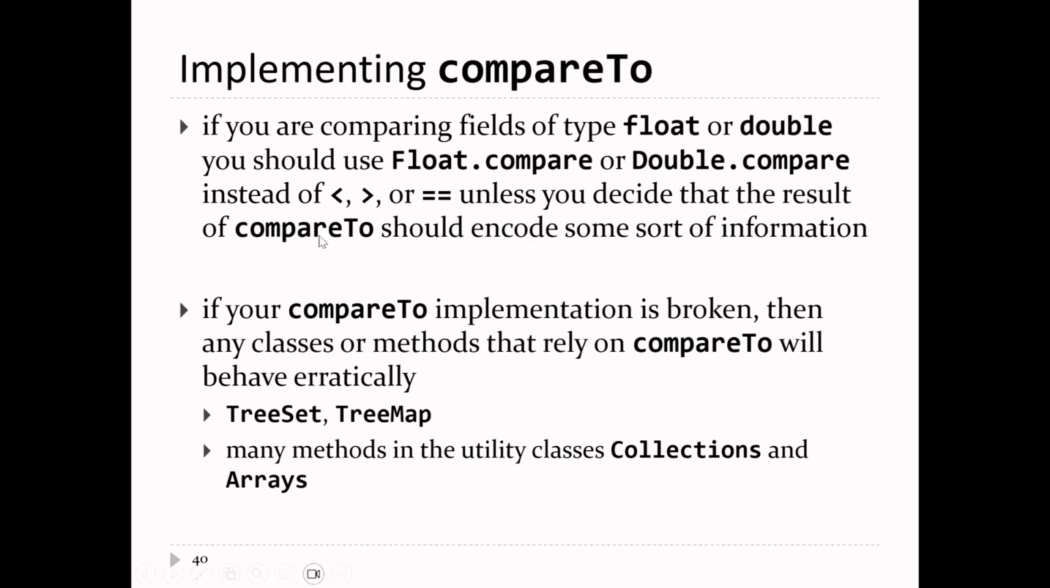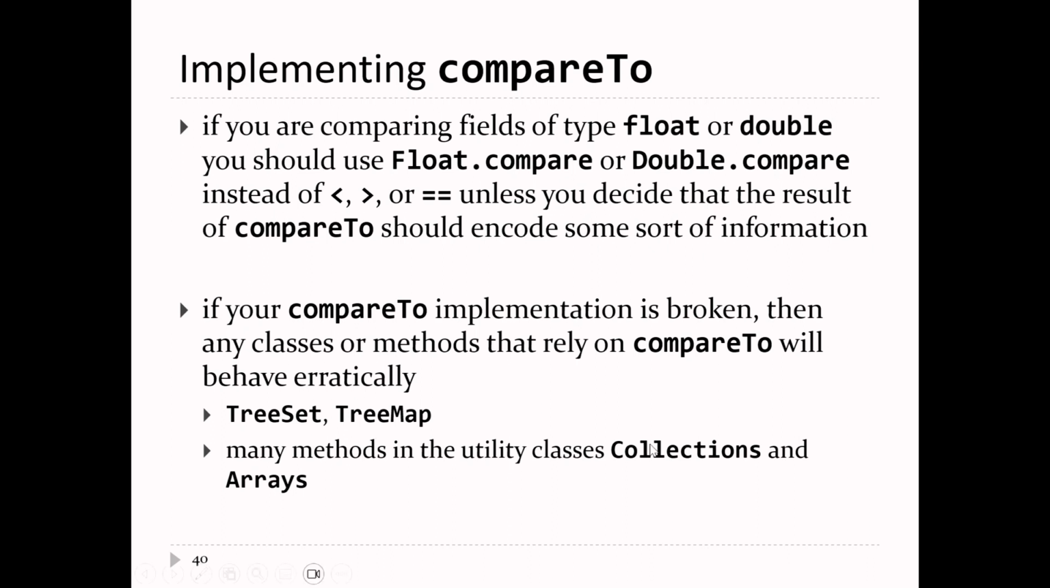You can break this rule if you decide that compareTo should return some sort of information, which we'll look at in just a second. When you're implementing compareTo, if your implementation is buggy, then any class or method that relies on compareTo starts to behave in a funny way. TreeSet and TreeMap are the collections that sort their elements. How do they sort the elements? They call compareTo on the elements. So if your compareTo is buggy, the TreeSet and TreeMap now appear to be buggy.